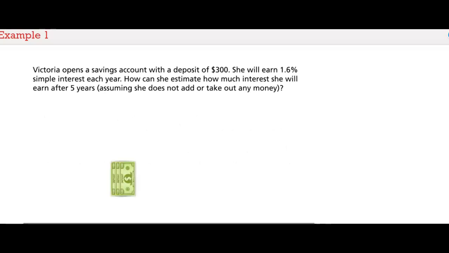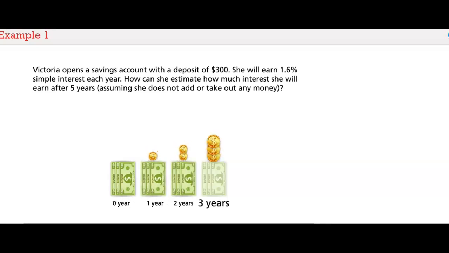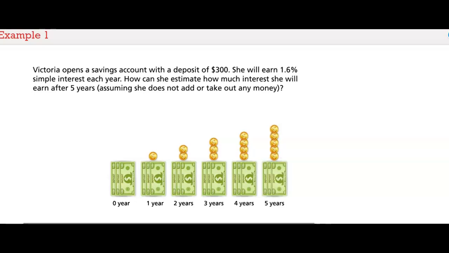Victoria opens a savings account with a deposit of $300. She will earn 1.6% simple interest on her money each year. How can she estimate how much interest she will earn after 5 years, assuming she does not add or take out any money? The initial amount of money Victoria has in her account is called the principal.